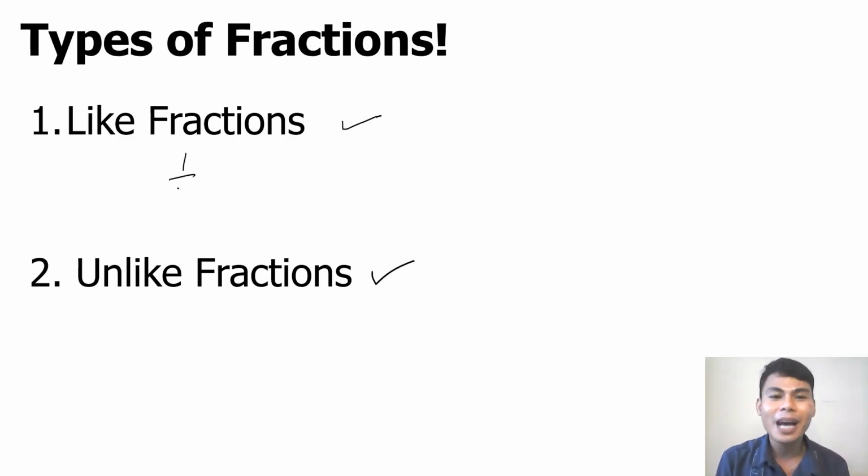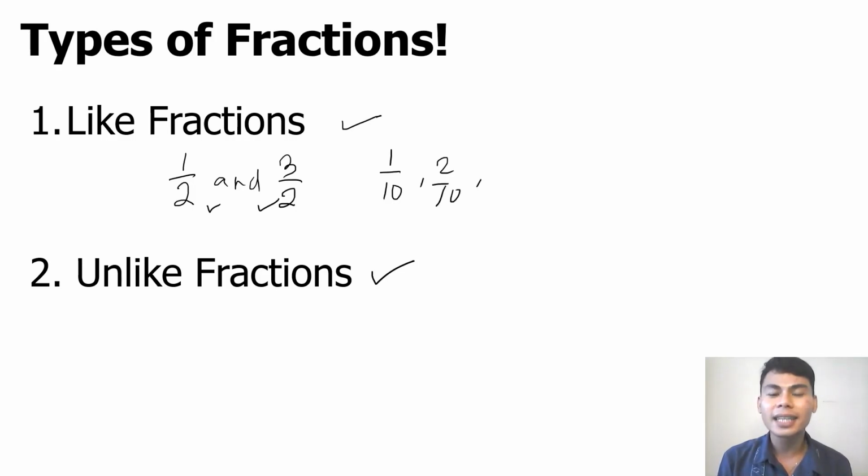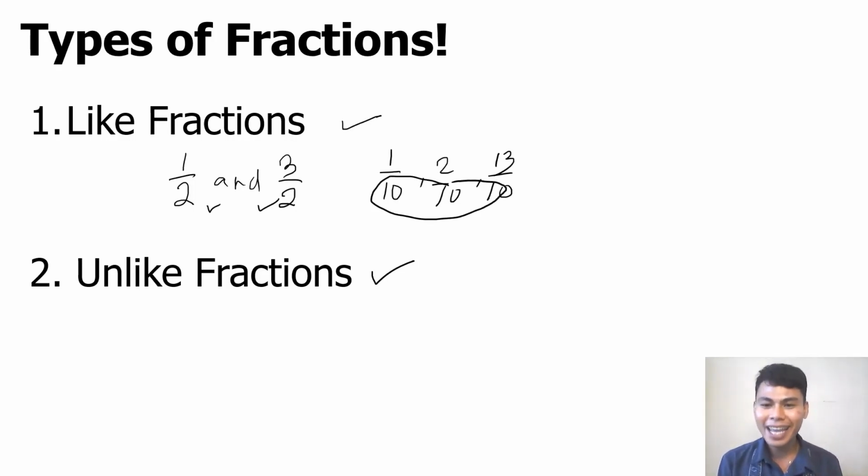So example, 1/2 and 3/2. Do they have the same denominator? 2. Yes, they are like fractions. Okay? Example again, 1/10, 2/10, 13/10. These are like fractions. They have the same denominators. Okay?